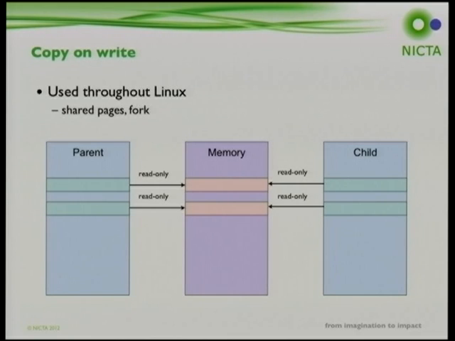So both the child and parent can read from this memory, but as soon as the child tries to write to this memory, this causes a fault because it's read-only, and then Linux catches that fault, duplicates the blocks that the child was trying to write to, and then repairs the child's page table with a read-write mapping to the new block. Okay, so to do this, we need to support read-only pages.